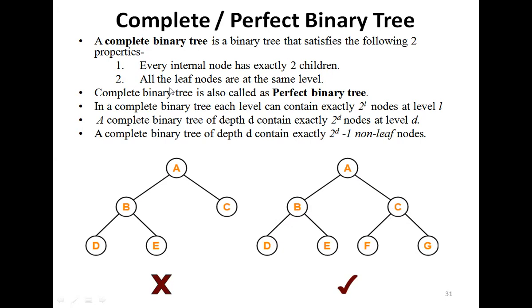Now you check the second condition. All the leaf nodes are at the same level. Now what are the leaf nodes? D, E, F, and G are the leaf nodes. Now are these leaf nodes in the same level? Tell me. Yes sir. Are these leaf nodes in the same level? Yes, these are in the same level. So this tree is satisfying these two conditions. So this is a complete binary tree or perfect binary tree. Okay, is that clear or any doubt?